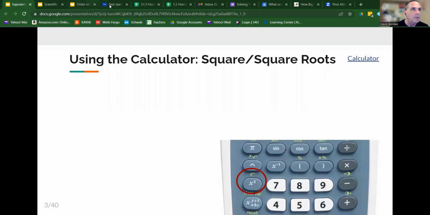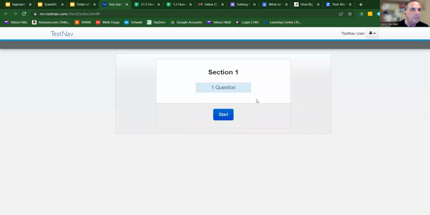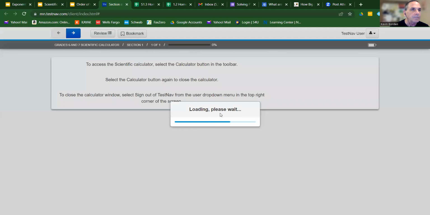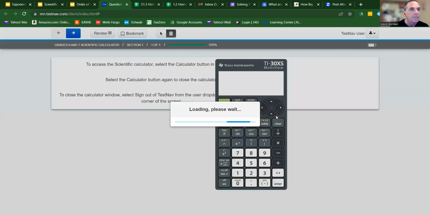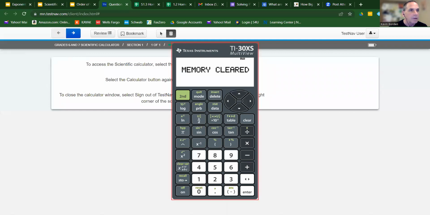I'm going to pull up my calculator here. There we go. So I'm going to do what I just described, 5, and then I click. This looks a little bit different, but it's really the same as your calculator. I click on the x squared button and then enter. And you can see that it shows me 5 to the second power, or 5 squared, is 25.